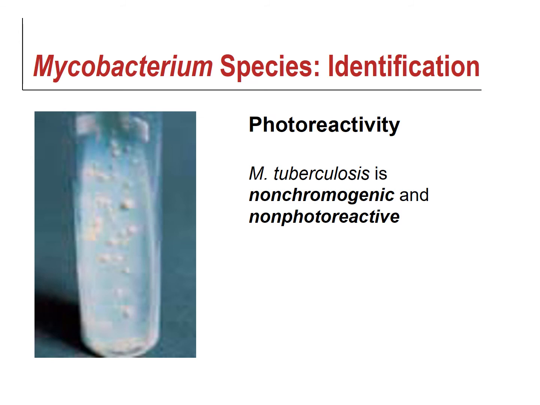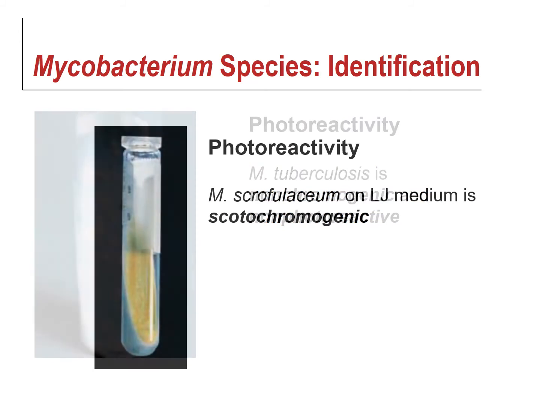It is also positive for niacin accumulation and reduction of nitrate to nitrite. Production of catalase is destroyed after heating, so it is heat-stable catalase negative. So this is what a non-chromogenic or non-chromogen Mycobacterium colony looks like.